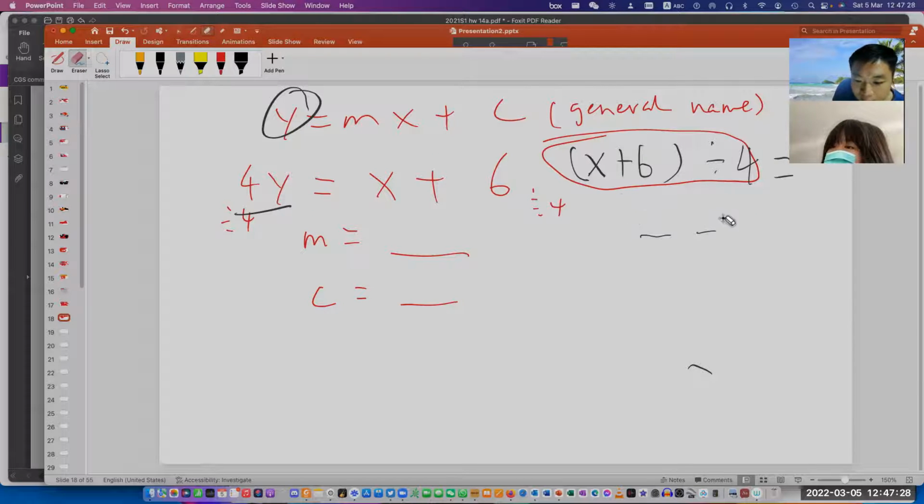You don't have to write the mx plus c already. You need to simplify this thing first. Okay? Simplify means open the brackets. Open the bracket. Yeah.